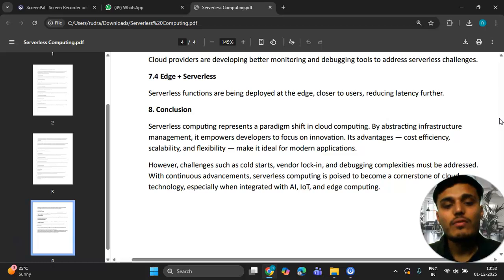It empowers developers to focus on innovation. Its advantages of cost effectiveness, scalability, and flexibility make it ideal for modern applications. Serverless computing is poised to become a cornerstone of cloud technology, especially when integrated with AI, IoT, and edge computing.